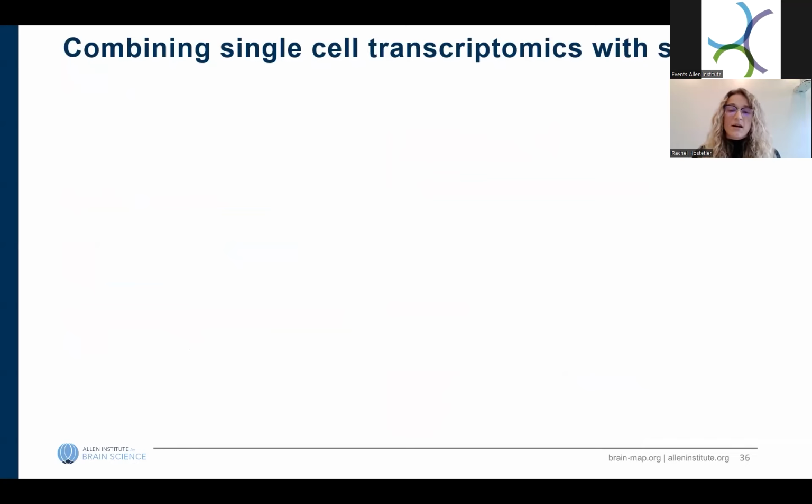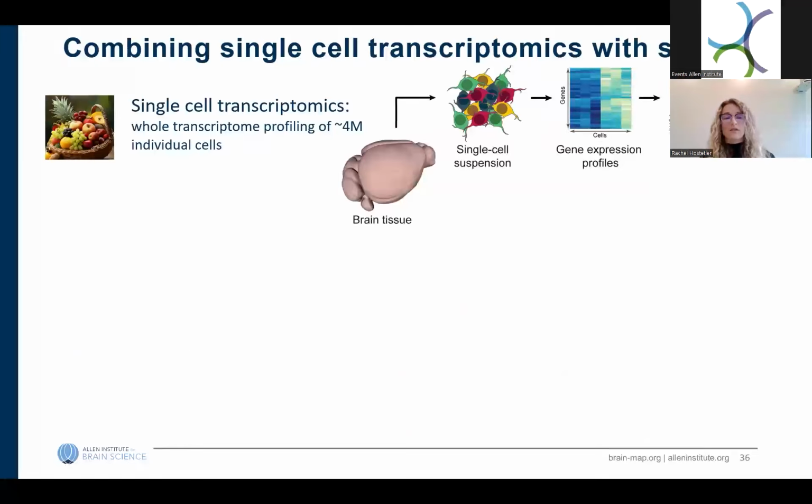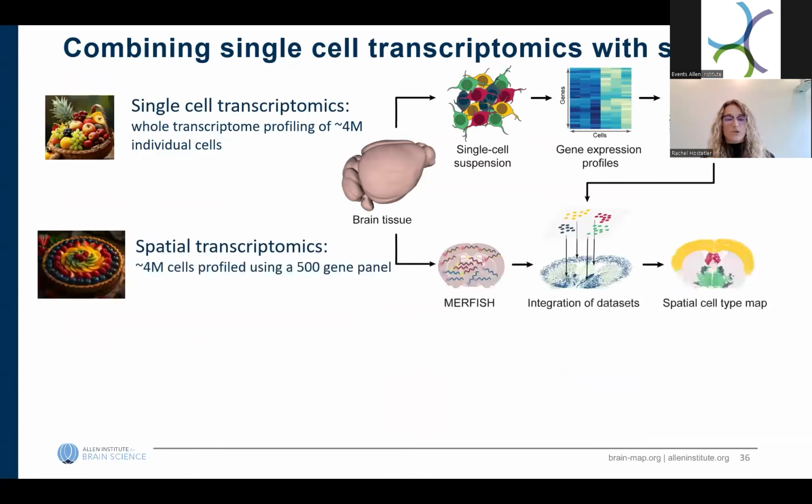And so the Allen Institute, together with collaborators through the Brain Initiative Cell Atlas Network, or BICAN, then performed experiments combining single-cell transcriptomics with spatial transcriptomics. In these experiments, brain tissue was taken from the whole mouse brain, and single-cell transcriptomics was done to profile 4 million individual cells. Then, based on the results, spatial transcriptomics was done with a 500 gene panel, which would show us the spatial localization of these individual cells that were identified in the previous experiments.